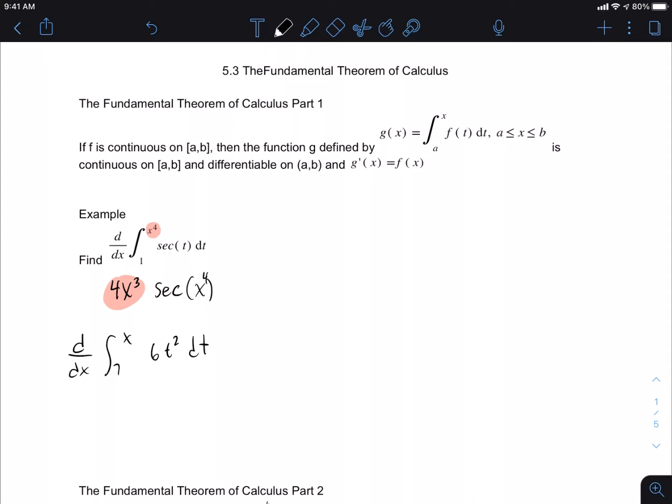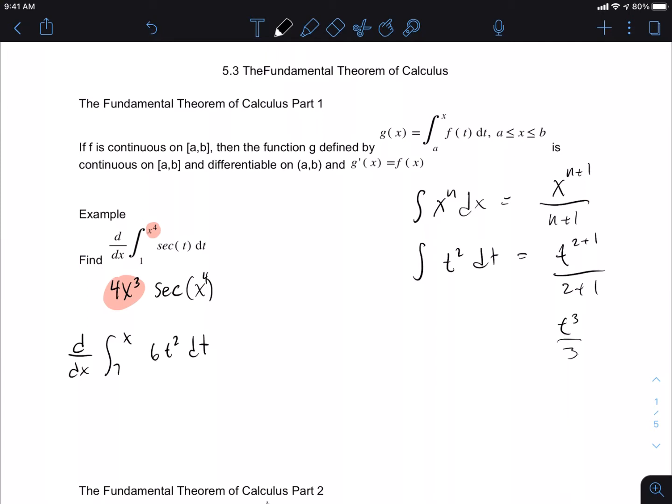I'll show you. So just so you have it. The integral of x to the n dx is a power rule that tells us that I go x to the n plus 1 over n plus 1. And if it's indeterminate, I'm going to add a constant, right? But this one's not indeterminate, so it's just going to be this. So in this example, if I have the integral of t squared dt, that's going to become t to the 2 plus 1 over 2 plus 1, which is going to give me t cubed over 3.